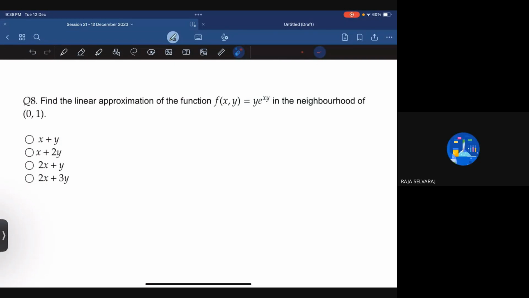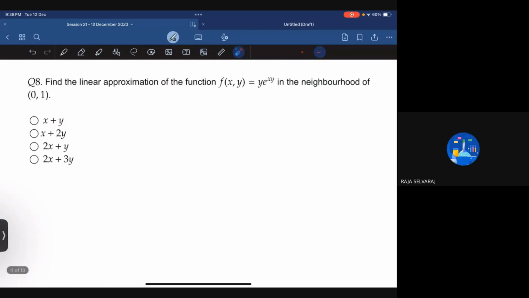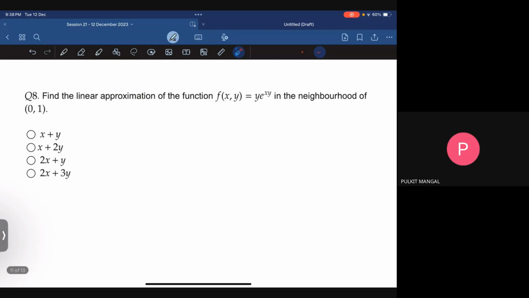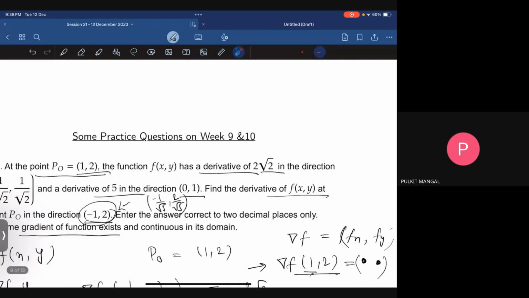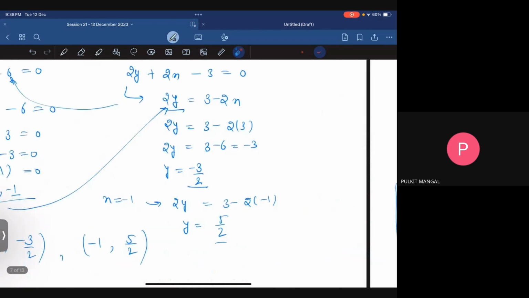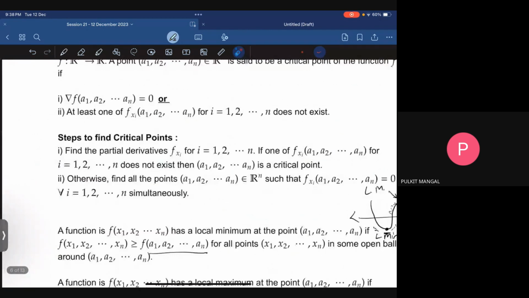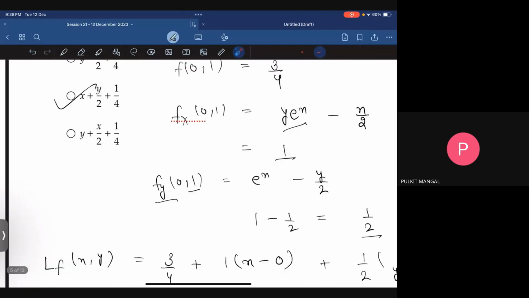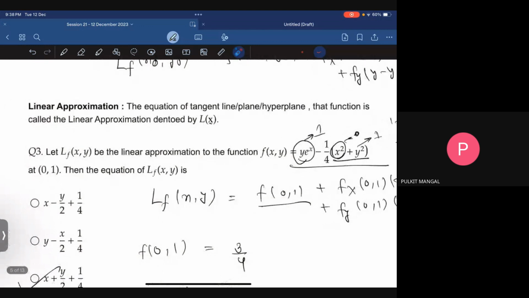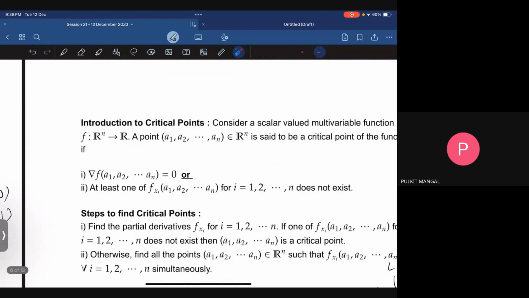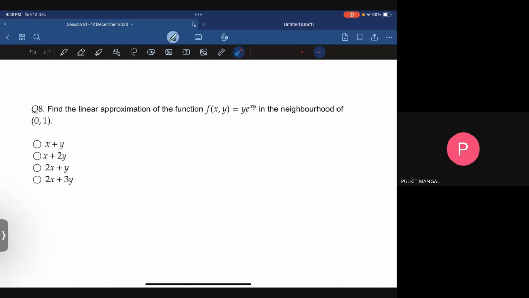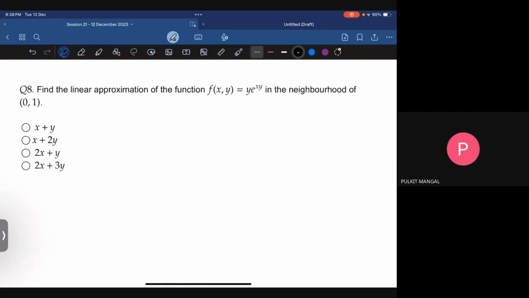This question, is the first option correct? Yeah, the first option is correct, I guess. Yeah, but we have solved this question. I guess we have solved this. So it's just the same question again.